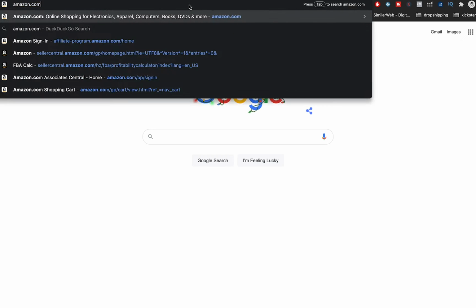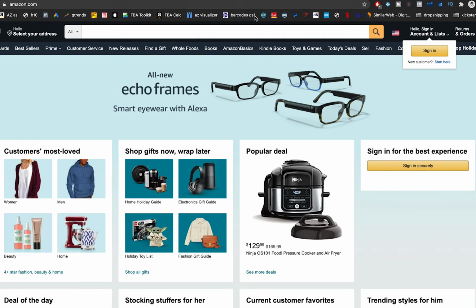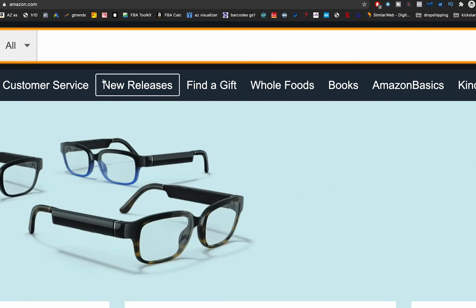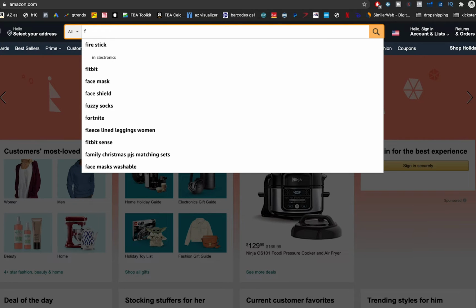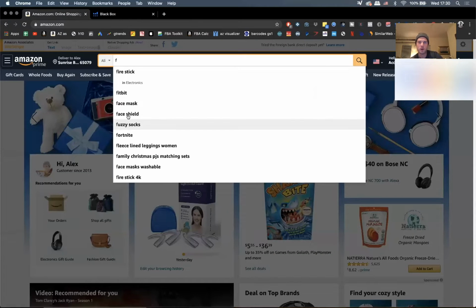If you just come to Amazon.com, there are some ways you can start doing research right here. One of them is, like I talked about, if you just type stuff in here, it automatically gives you results. And these results are based off of the most popular searches, which means a ton of traffic, which means that these are most likely products that make a lot of sales.